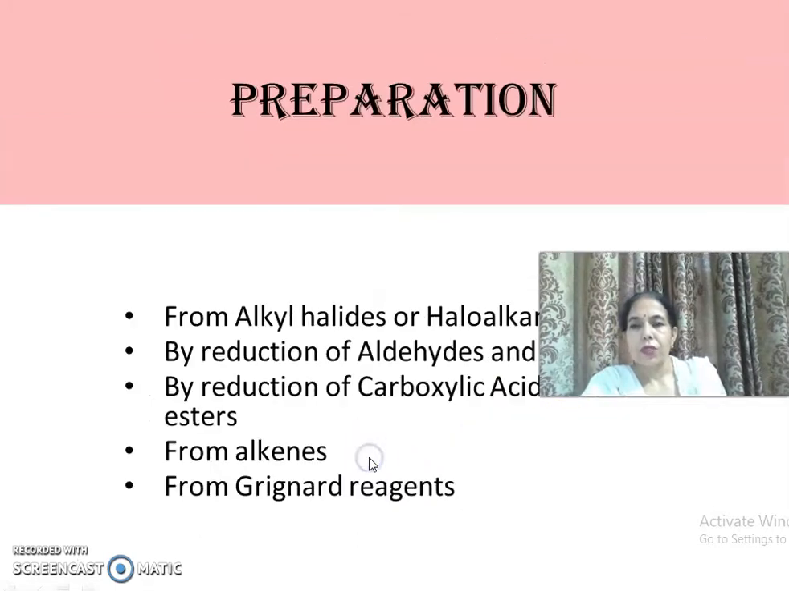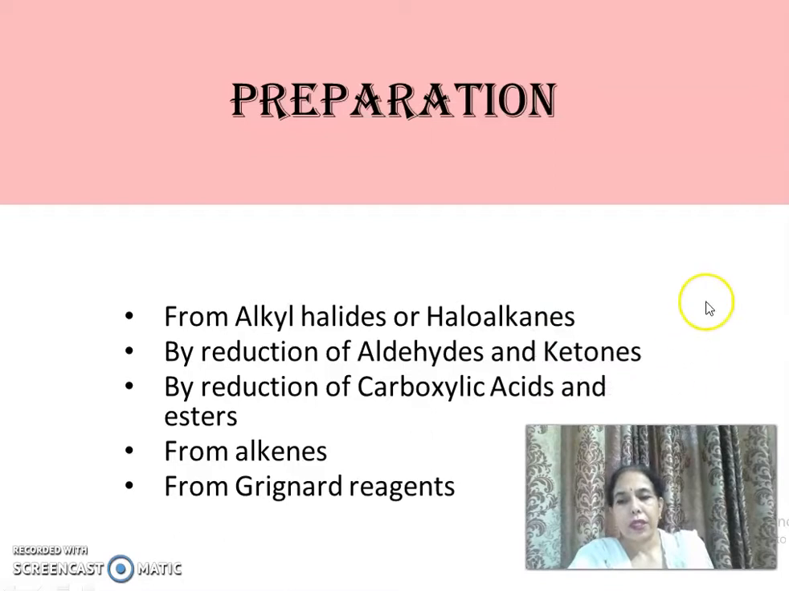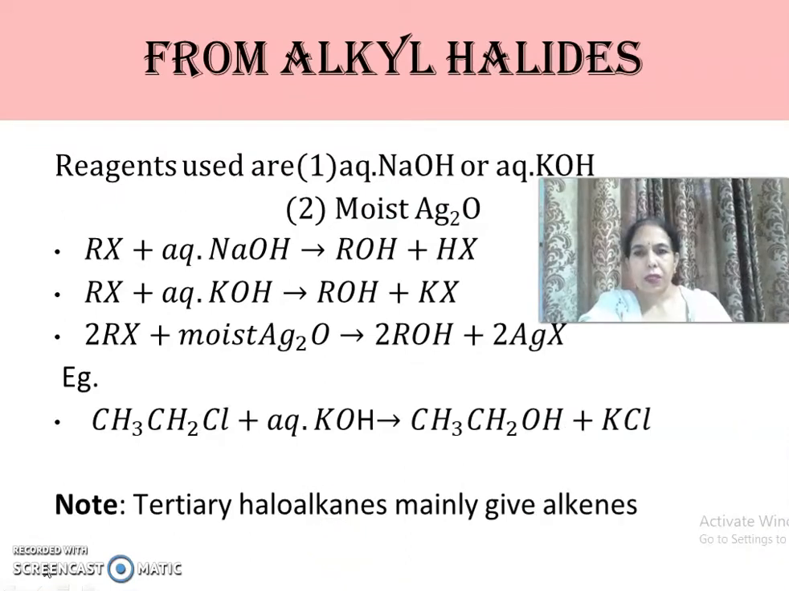So next we start with preparation of alcohols. Alcohols can be prepared from many organic compounds, that is from alkyl halides, or say haloalkanes, by reduction of aldehydes and ketones, by reduction of carboxylic acids and esters, and from alkenes and from Grignard reagents. So there are so many organic compounds from which alcohols can be prepared. Now let's start with alkyl halides. So alcohols can be prepared from alkyl halides.